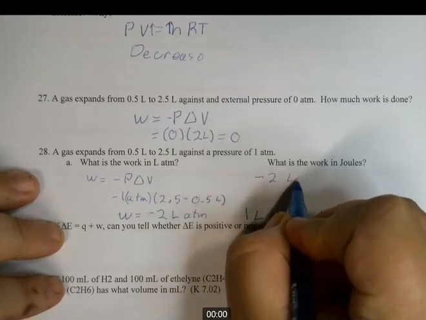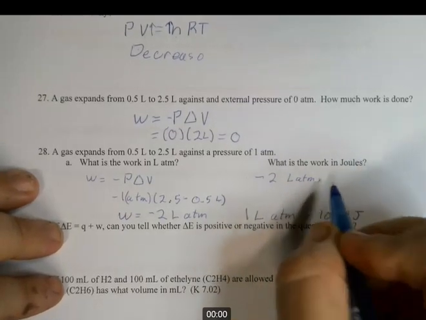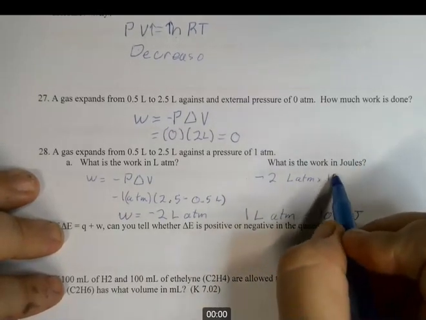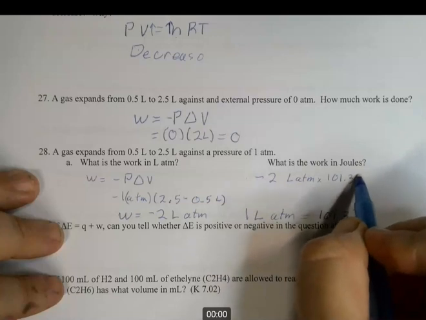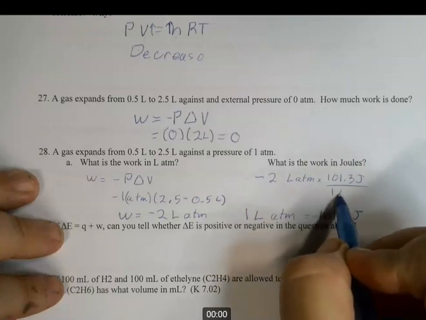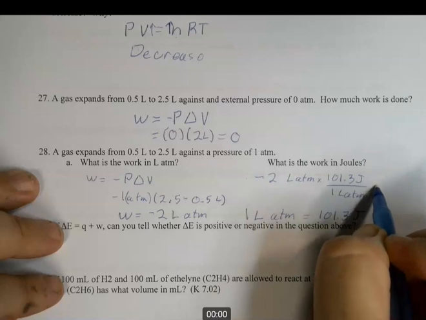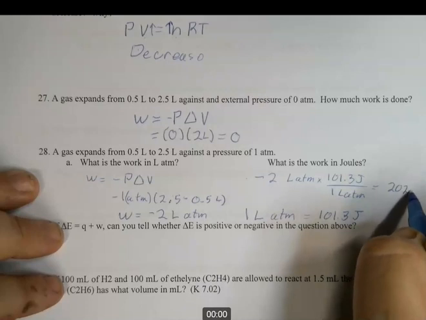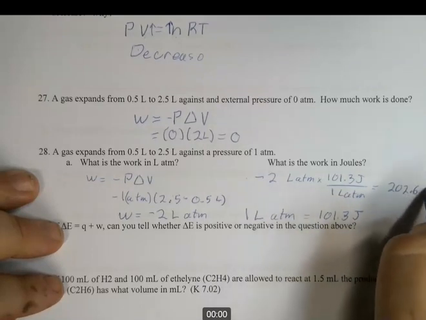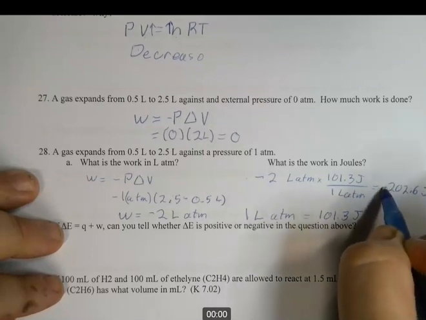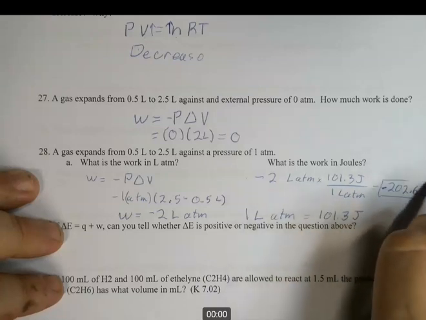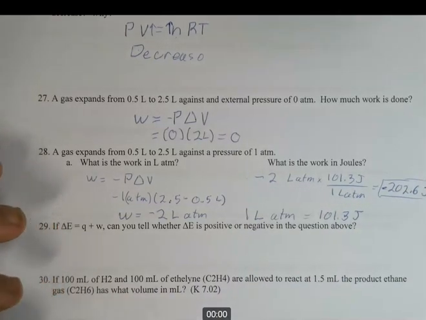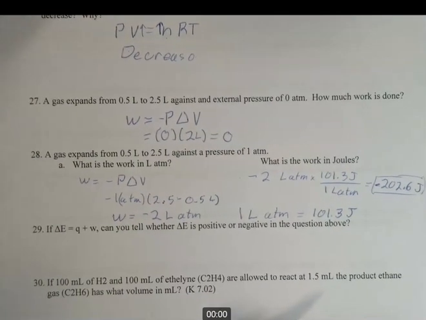Negative 2 liter atmospheres times 101.3 joules per 1 liter atmosphere, and that's going to equal 202.6 joules. And it's negative because it's pushing out against the surroundings. So anything inside the system that does work pushing out away from the system is going to be a negative. All right, so that's the answer to that one.